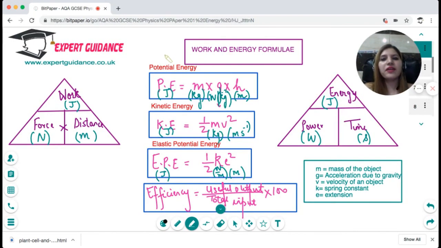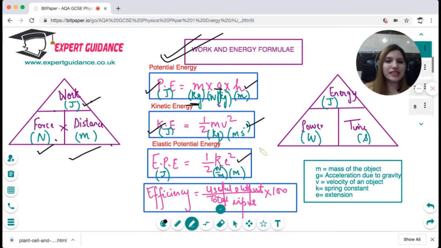Now, these are the very important work and energy formulas which you need to remember along with the units. It's very, very important. So first is the work done. Work done is force times distance. Work is measured in joules, force is in newtons, distance is in meters. Then potential energy in joules is mgh. m is the mass of the object. Remember, it has to be in kilograms. g is the acceleration due to gravity, which is 10, and h is the height. Kinetic energy in joules is half times mass times velocity squared. Elastic potential energy is half times k times e squared, where e is the extension. And energy is power times time.